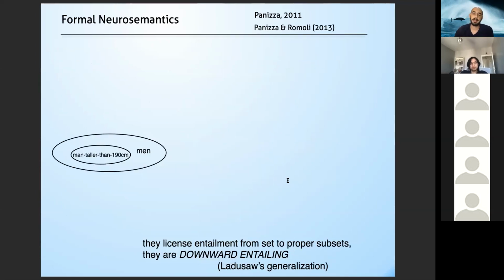So let's take the set of the men taller than 190, okay? And let's take the broader set of the men, which includes the tall men. So if you are a tall man, you're also a man, but if you're a man, we don't really know if you're a tall man or not. And "man" can be intended in a gender neutral way, like a member of the human race.